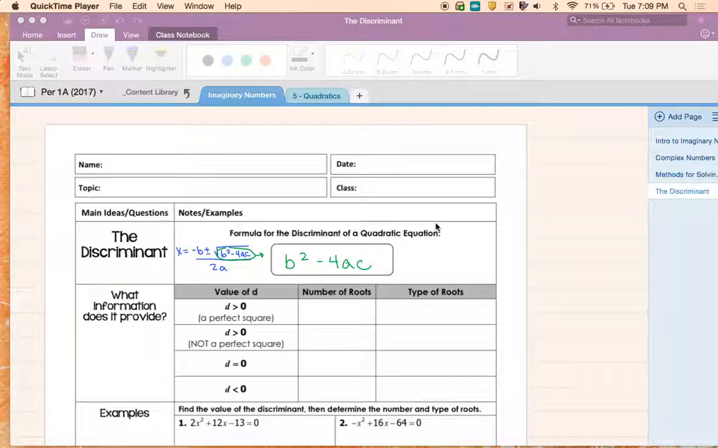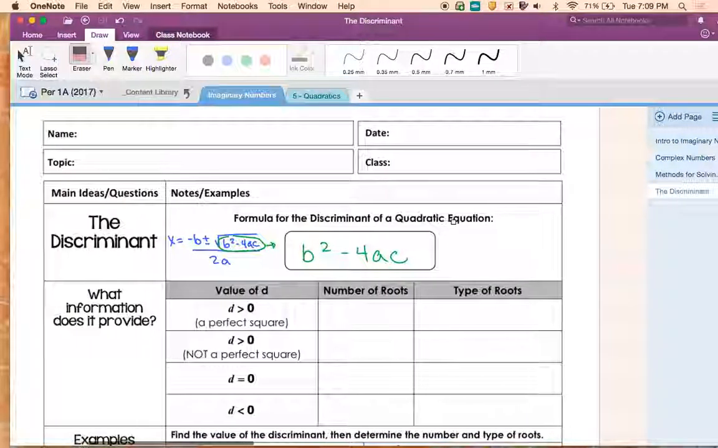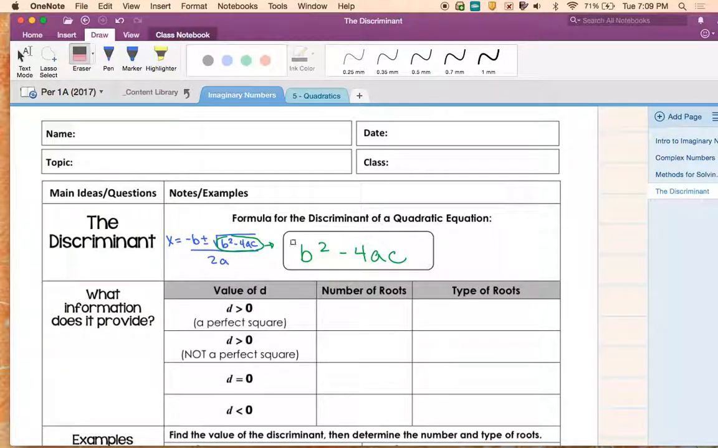All right, the discriminant is an expression that comes from the quadratic formula. So you see up here, I've got the quadratic formula. The expression that's under your radical, b squared minus 4ac, that is called the discriminant. That is a very useful number. If I know what that number is going to be under the radical, it can tell me the type of solutions that I'll have in my quadratic before I even solve it.